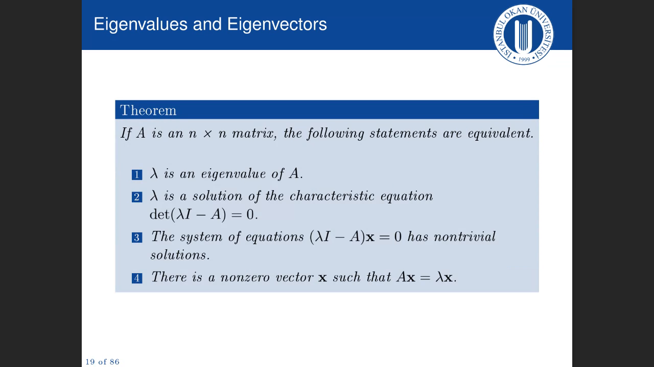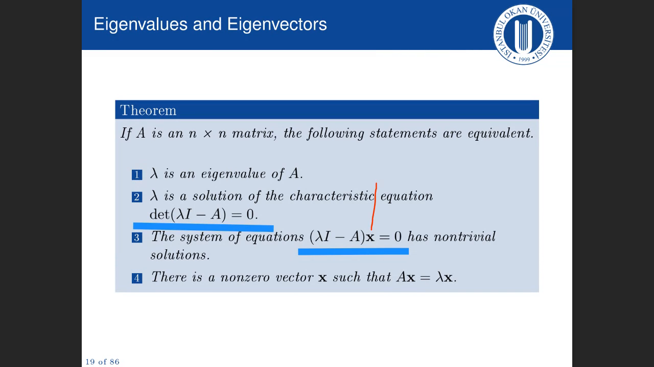Theorem. If A is an n by n matrix, then the following statements are equivalent. I'm just gathering some of the ideas together that we've had before. Lambda is an eigenvalue of A. That's true if and only if lambda is a solution of the characteristic equation, determinant of lambda I minus A equal to 0. That's equivalent to saying that the system of equations (lambda I minus A) x equal to 0 has non-trivial solutions.